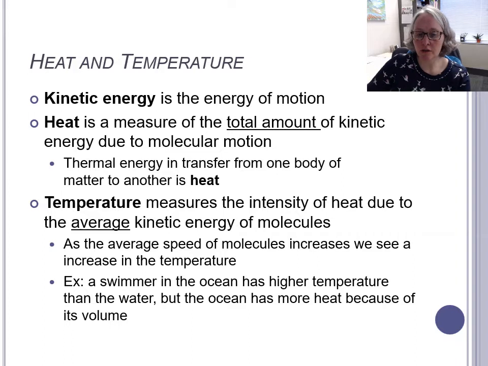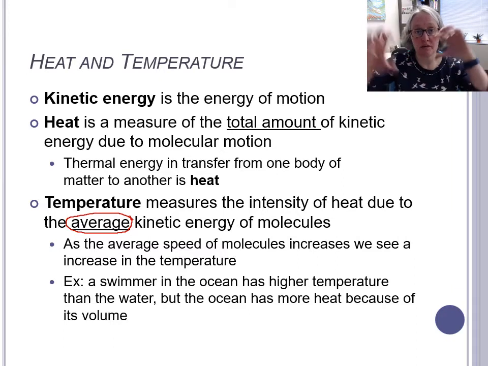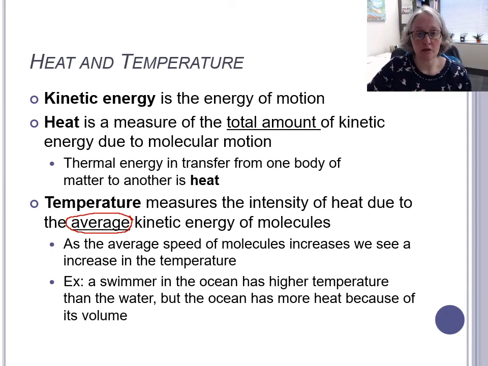Temperature, though, is a little bit different. As we look at temperature, temperature measures the intensity of the heat due to the average, not the total, but the average kinetic energy of the molecules. So as those molecules start bouncing around more and as they're speeding up, then we're going to see an increase in temperature. So maybe an example would help.